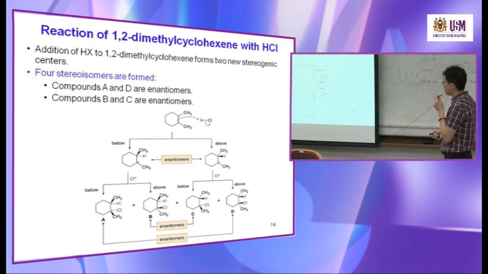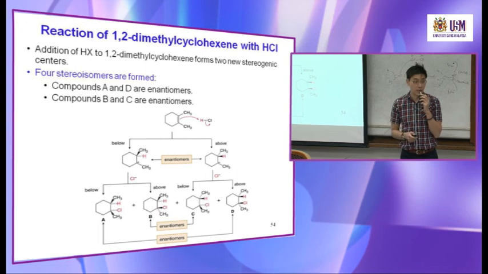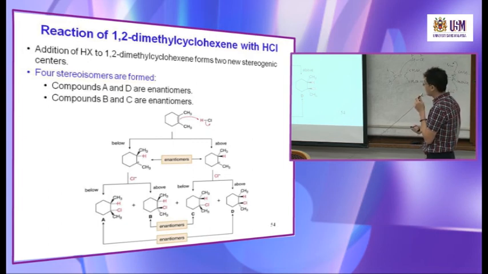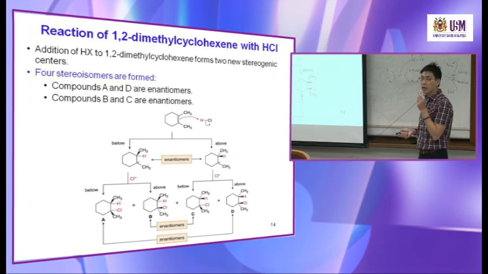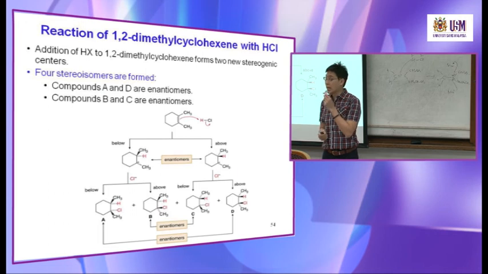So you get A, B, C, D, four stereoisomers. Among the four, these two are enantiomers, because their stereochemistry is exactly opposite: pointing inward, pointing outward, pointing inward. And you compare this: these two are pointing inward, these two are pointing outward. These are syn addition, these are anti addition. So you get two enantiomers for anti addition, two enantiomers for syn addition.